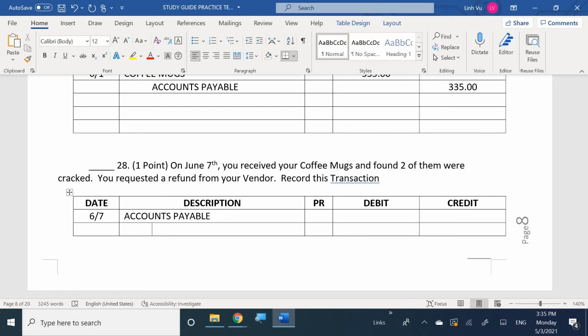Would it be mugs? Coffee mugs, right? Because we're on perpetual inventory, yes. So in this case, because we place everything in inventory, the only place that we can take it out from is inventory. Now, I'm returning 2 mugs. How much did the mugs cost me? $2.35 a piece. So therefore, $4.70.